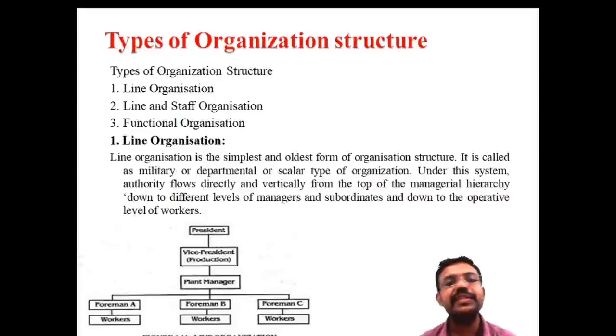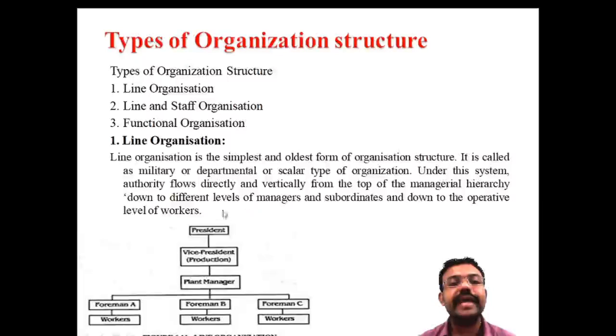The first one is the line organization. In your plus 2 class you learned the term line organization, or line of authority. That means there is only the official line of communication. It is the simplest and oldest form of organization structure, like the military form of organization. You are following the principle of the scalar chain, where authority flows directly and vertically from top to bottom. This type of organization is known as the line organization.